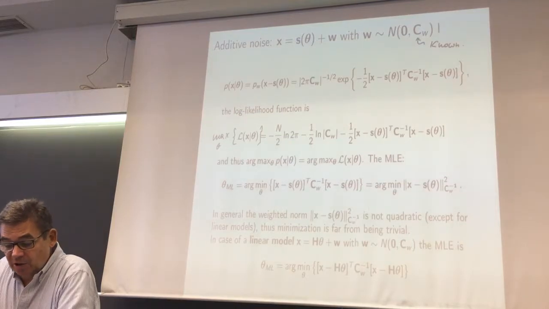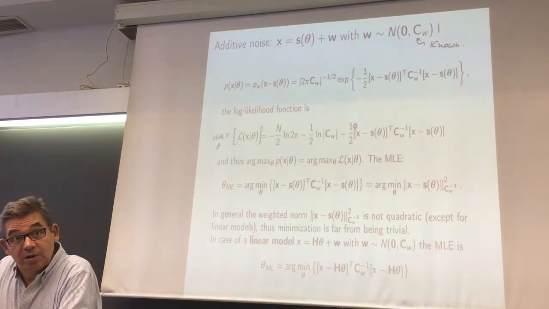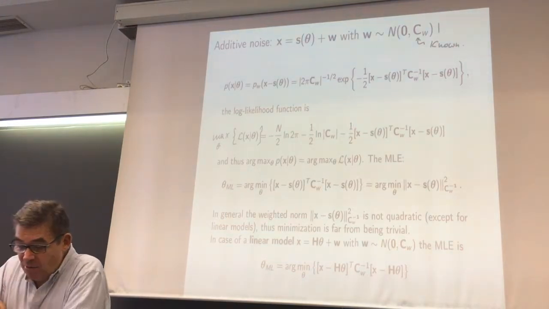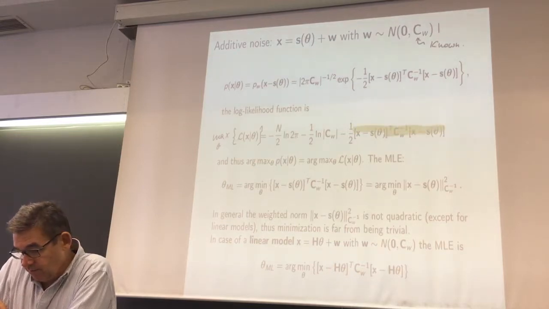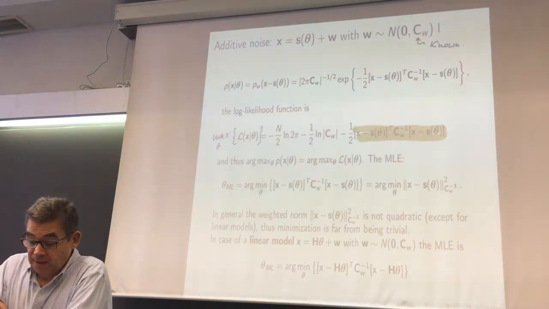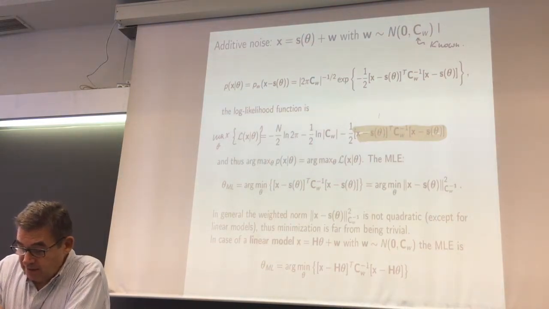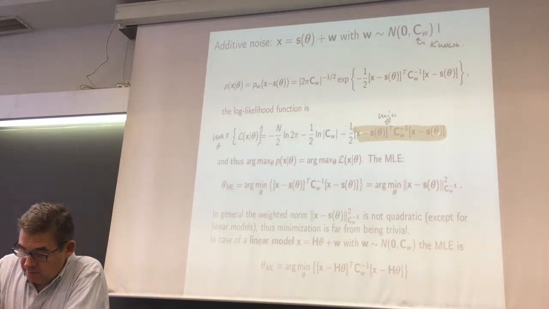If I need to maximize minus something, that is equal to minimizing the argument. So the maximum likelihood is equivalent to minimizing what I indicate in yellow. Maximizing that is equal to minimizing, with respect to theta, this one.